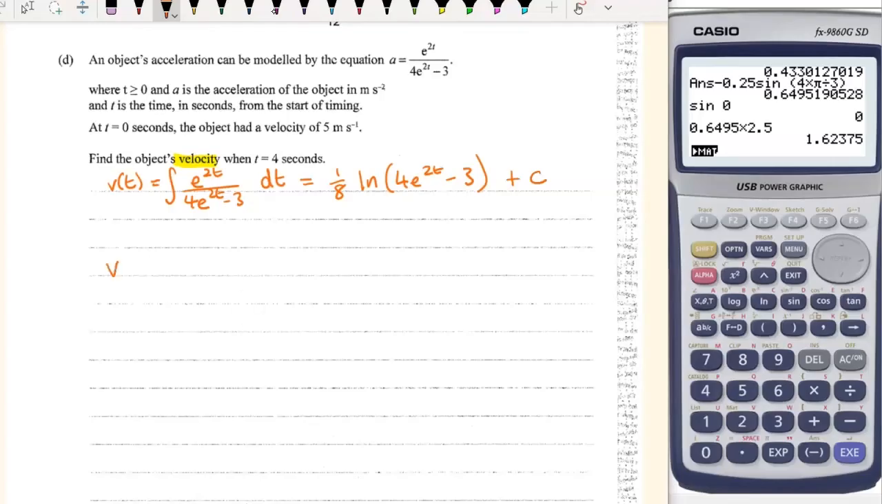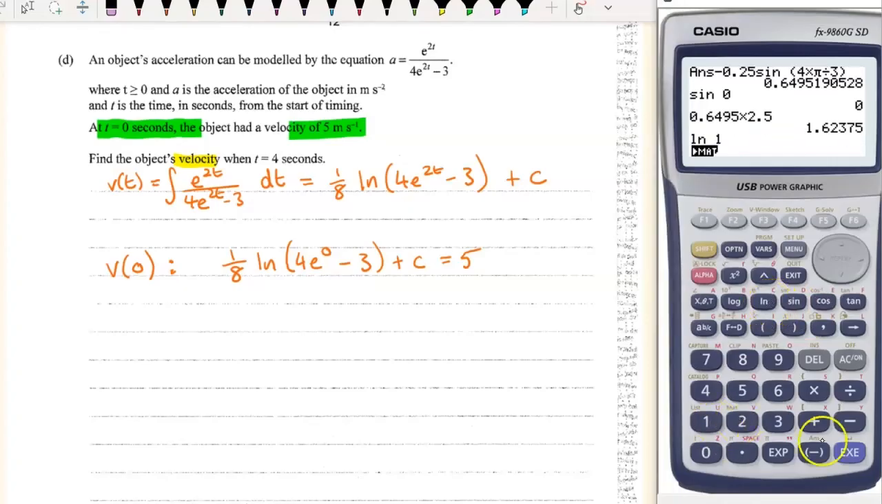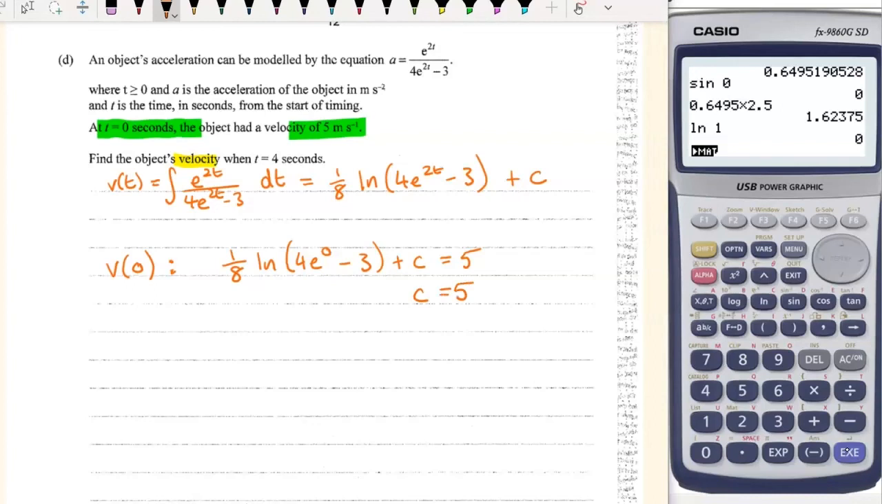Now we know that when t is equal to 0, we have a velocity of 5. So we can sub that in to give us 1/8 log of 4e to the 0 minus 3 plus c equals 5. Okay, so e to the 0 is 1. So this bit becomes just 4. 4 minus 3 is 1, and log of 1 is 0, just like this. So we end up with c being 5.